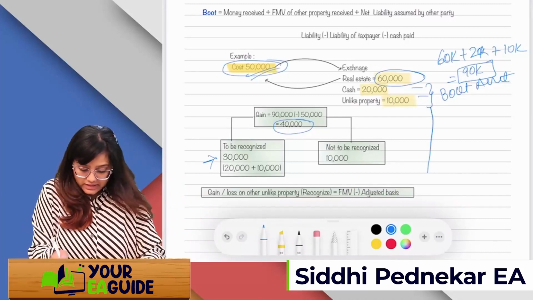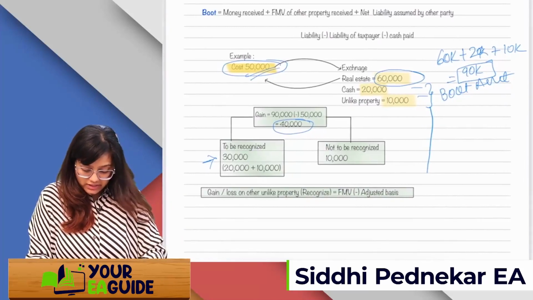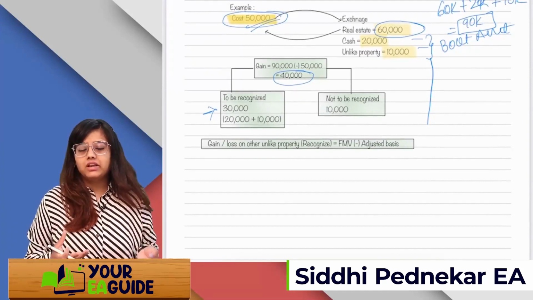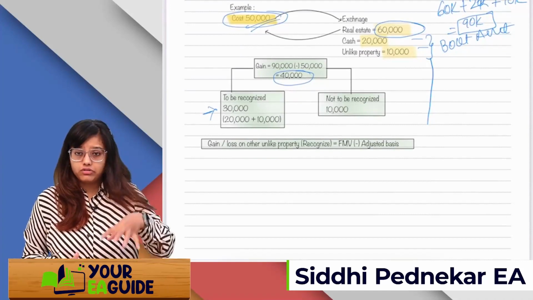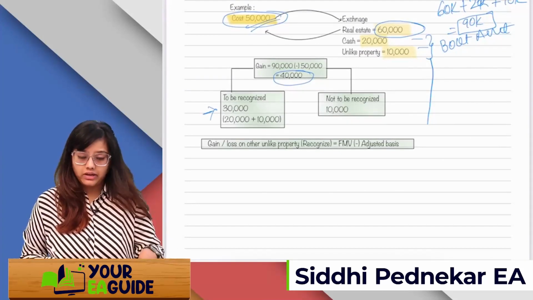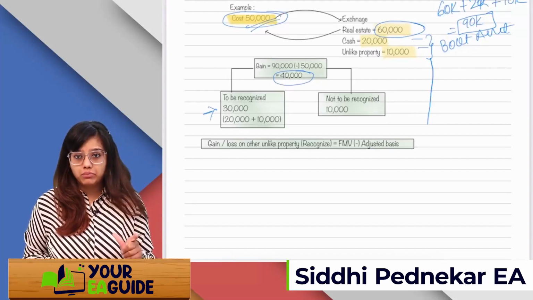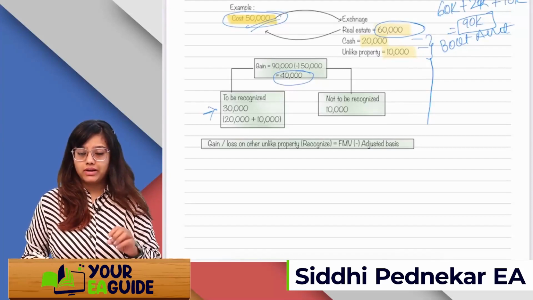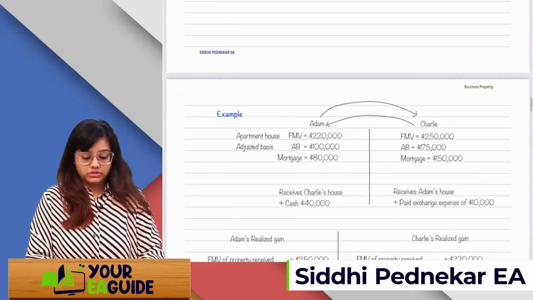Okay, next is gain or loss on the unlike property. Now see, you are receiving this unlike property. Someday it might happen that you are going to dispose of that property, right? If you're going to sell that property, at that time, how will you recognize the gain or loss? You will take the FMV of that property minus the adjusted basis of that property. This is how you will recognize the unlike property's gain or loss in your books.